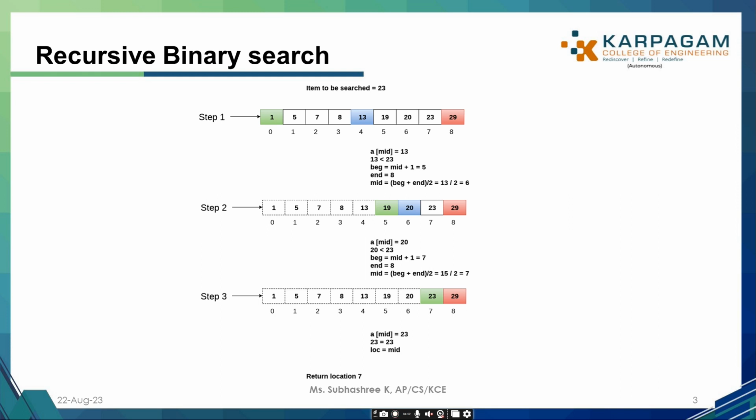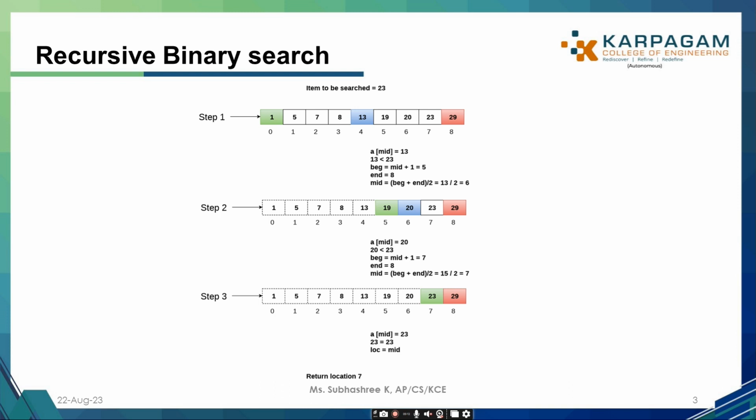Now the mid will be 6 and the mid indexed value will be 20. So I have to compare whether 23 is equal to 20. No. Now I have to check whether 23 is less than 20. No. The third case will be 23 is greater than 20. Yes. So now that 19 and 20 portion has to be excluded from the given array.